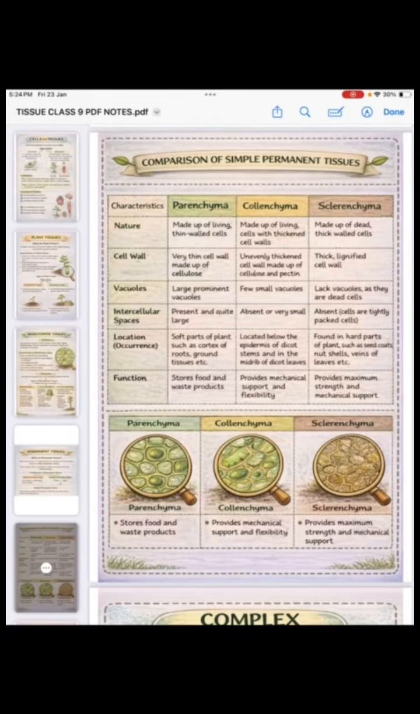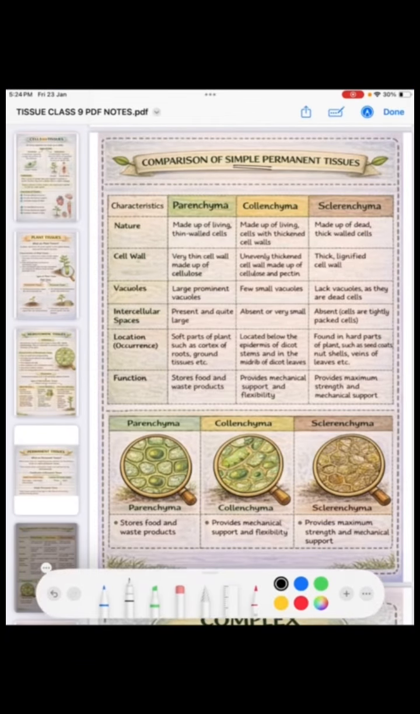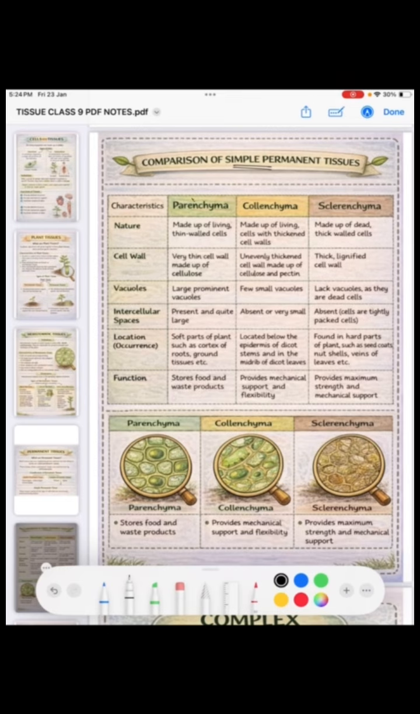Many of you are confused between the types of simple permanent tissue. As you know, simple permanent tissues in plants are parenchyma, collenchyma and sclerenchyma. Here is a comparison between all three, and I have also attached some pictures so that you can see clearly. So what is the parenchyma?